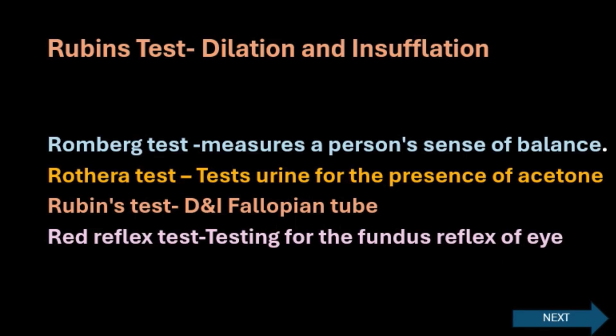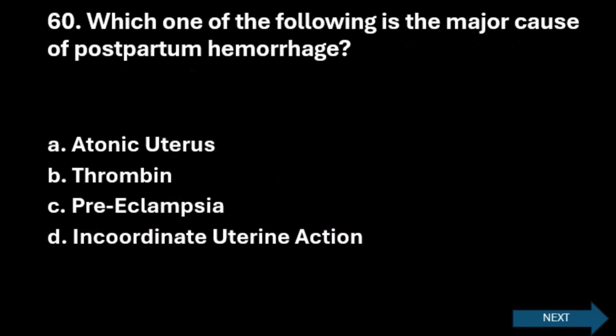Next question. Which one of the following is the major cause of postpartum hemorrhage? Option A. Atonic uterus. Option B. Thrombin. Option C. Preeclampsia. Option D. Incoordinate uterine action. Right answer is option A.